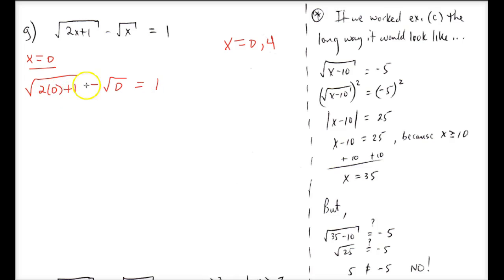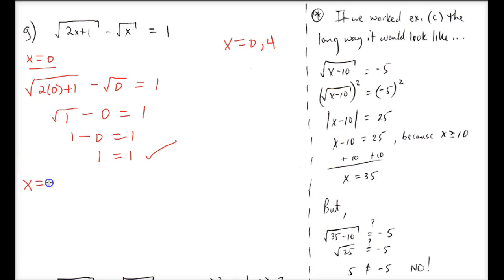So we plugged in 0 everywhere we can. We know that 2 times 0 is 0. 0 plus 1 is 1. Square root of 0 is 0. Square root of 1 is 1. And so this looks to check out. So x equals 0 is a valid solution.